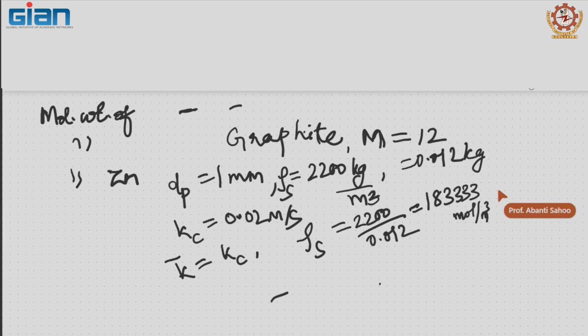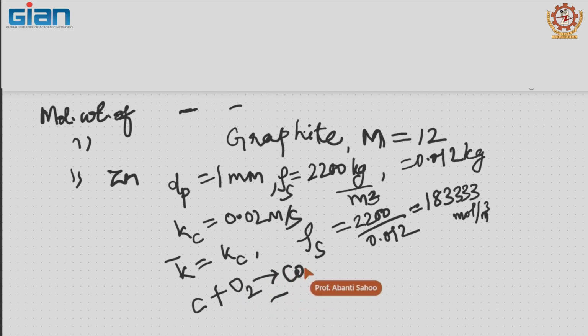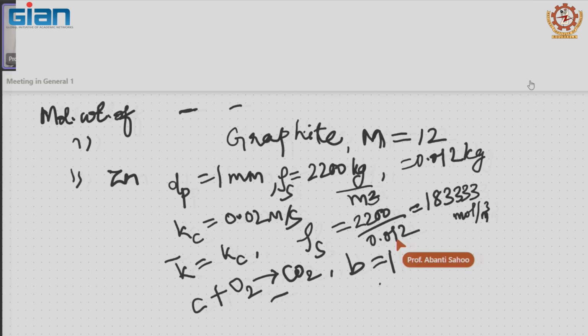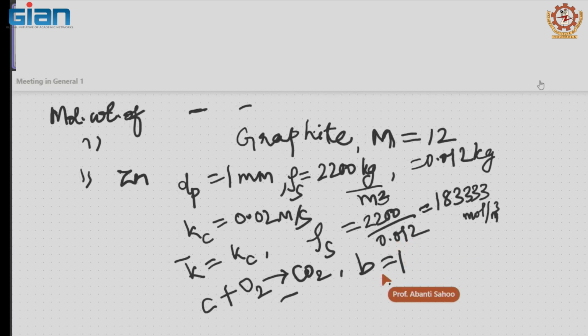Another thing, here the reaction will be, graphite means carbon, oxygen will give you carbon dioxide. That means here the small b is the number of moles of the solid reactant. So small b is 1 here. In the previous reaction it was 2/3 zinc sulphide. So here the reaction will be carbon plus a complete combustion. So carbon plus oxygen giving the carbon dioxide. So B is 1. So thus we can calculate the tau.